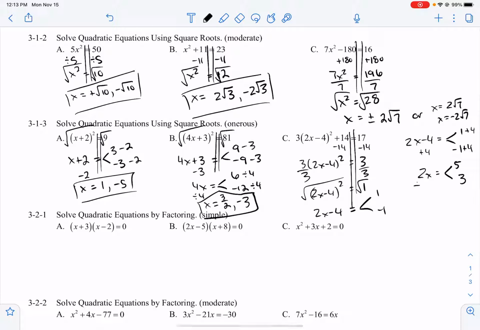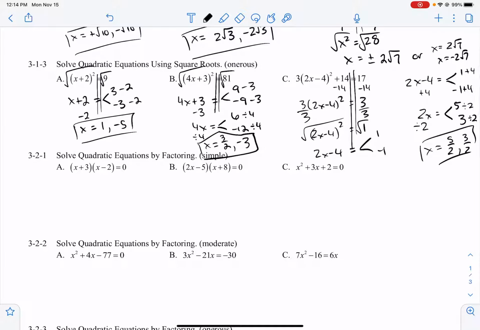Now I divide by 2. So I have to divide both of these answers by 2. So x equals 5/2 and 3/2. And I'm okay with that answer. I don't want decimals. I would rather you leave it as a fraction looking like that.